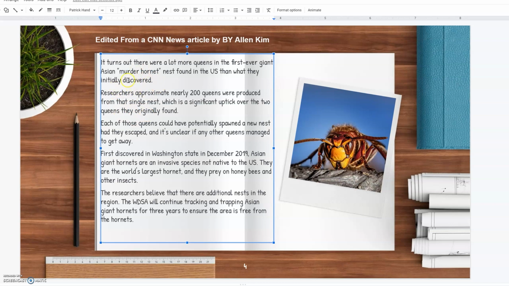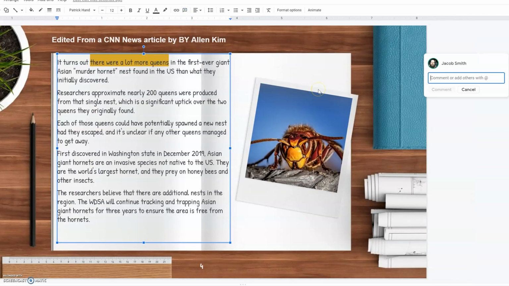We're going to look at the first couple paragraphs to figure out what the main problem is, right? So it turns out there were a lot more queens in the first ever giant Asian murder hornet nest found in the US than what they initially discovered. Okay, so the main portion of this introductory sentence is that there were a lot more queens, right? And so that's what I'm going to highlight as our main problem. That detail is the main detail here.